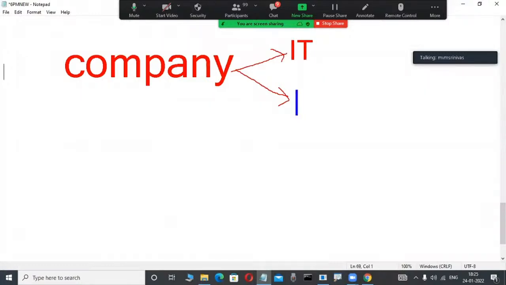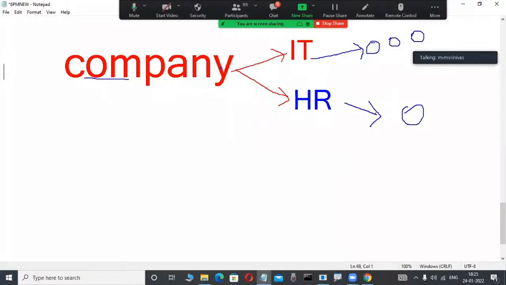In this IT department, suppose you join the company, you would also work in the IT department. In this IT department, three employees are working, for example. Again, in the HR department, one employee is working. This is a small scenario: in a company, an IT department and an HR department. One company, two departments. In IT, three employees are working; in HR, one employee is working.